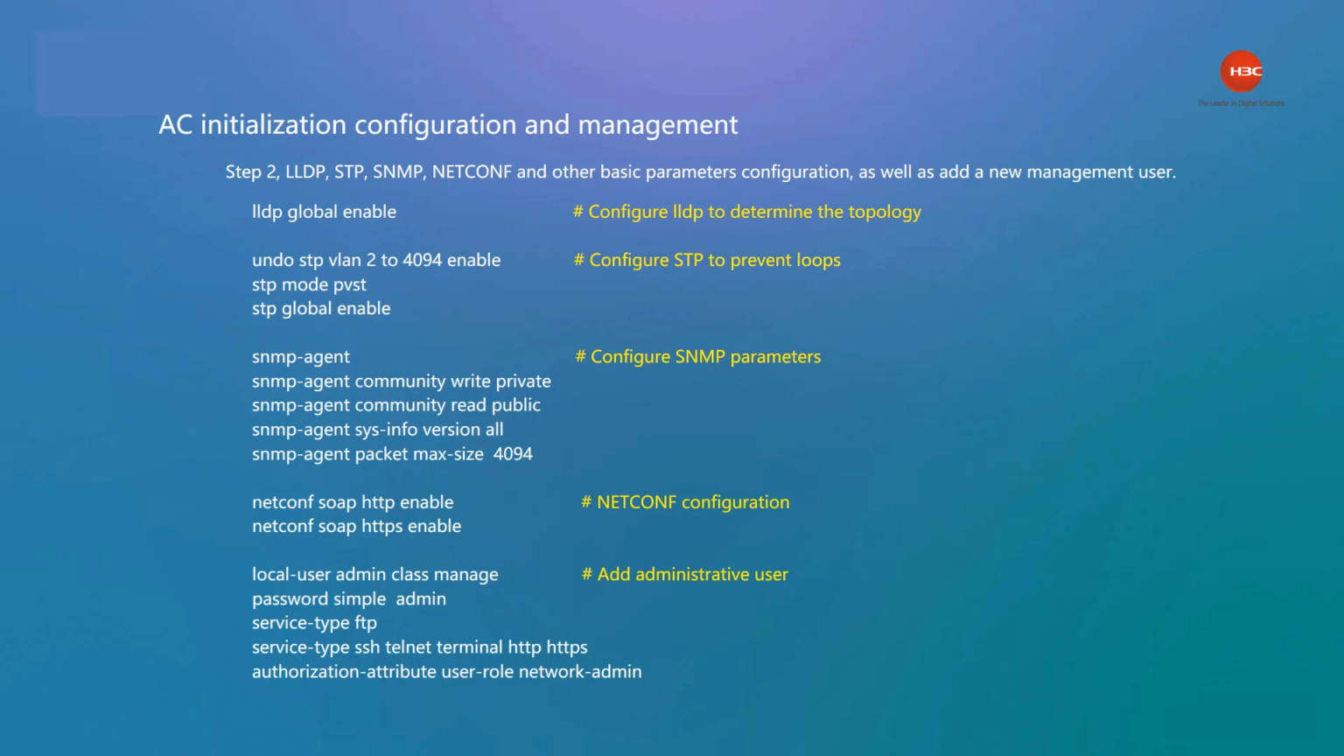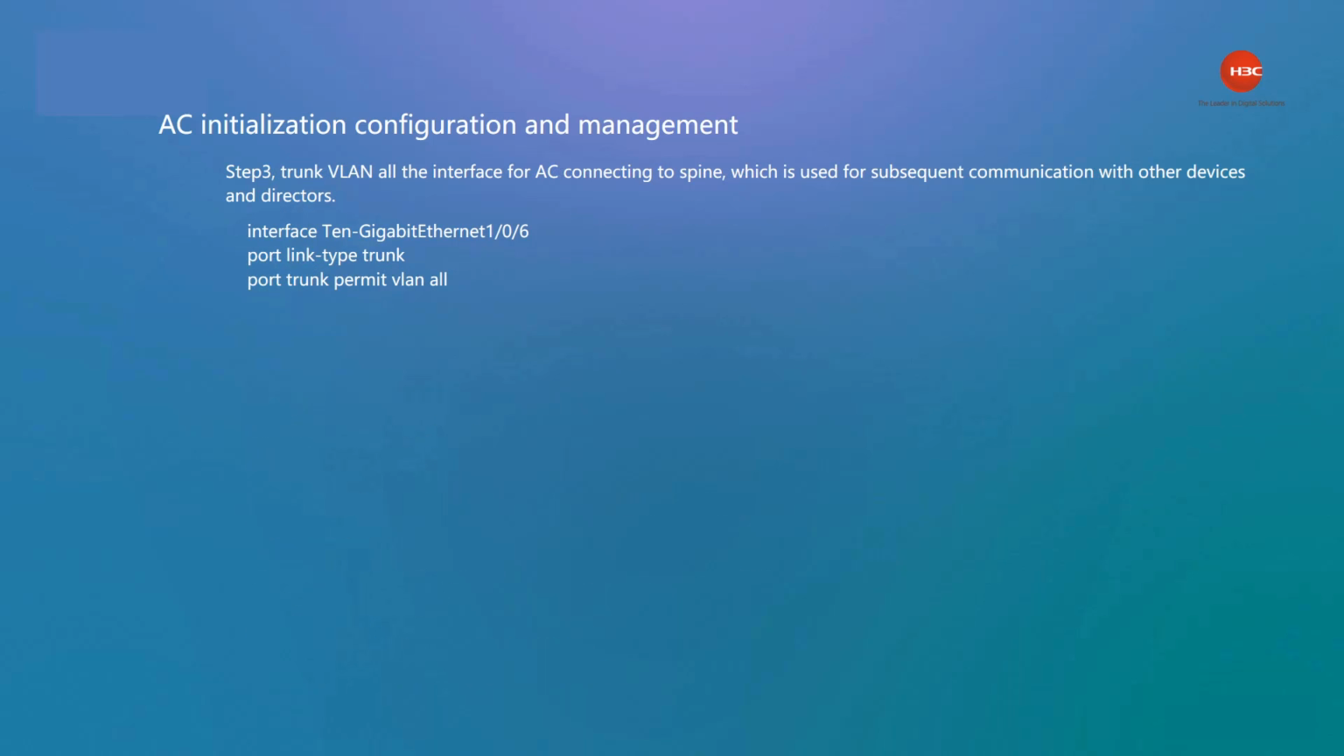Step 2. Configure the LLDP, STP, SNMP, NETCONF, and other basic parameters configuration. The LLDP is used for determining the topology. The STP is used to prevent loops in the network. The SNMP and the NETCONF are used for director to manage the AC, and the user is used for remotely logging into the devices. Step 3. Trunk VLAN for the interface for AC connecting to the spine, which is used for subsequent communication with other devices and the directors.